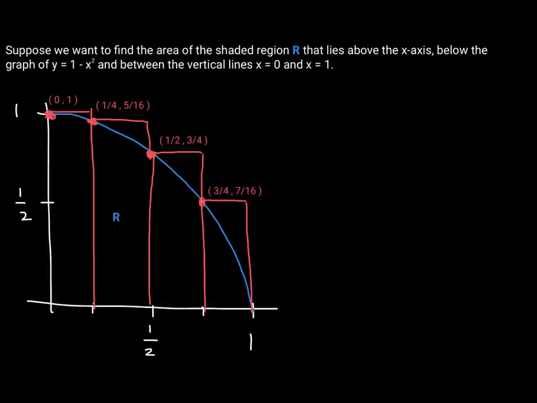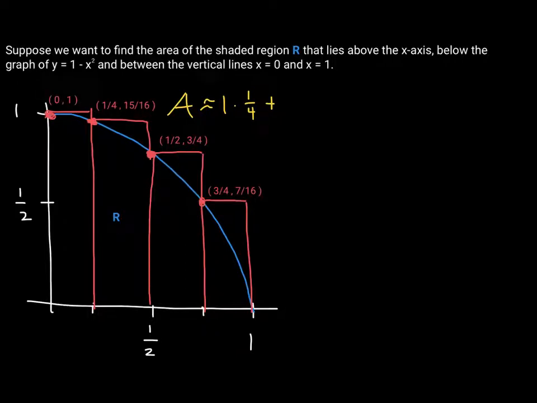So here we go. The area is approximately equal to 1 times 1/4 plus 5/16. You know what? I think 5/16 is wrong. Let me check that really quick, folks. So 1/4 squared is 1/16. Yes, this should be 15/16. Can we all change that in our notes? So this should be 15/16. All right, cool. That's an easy fix.